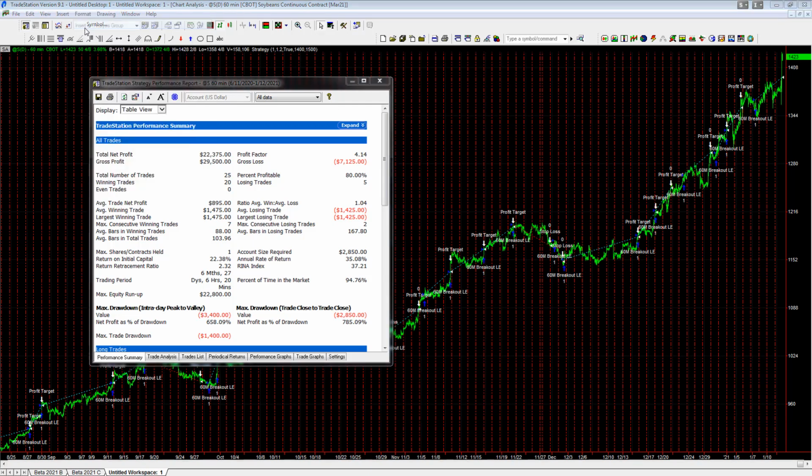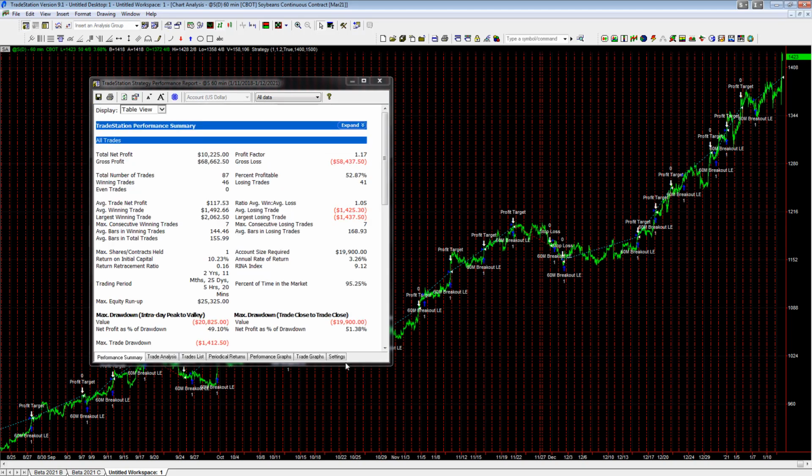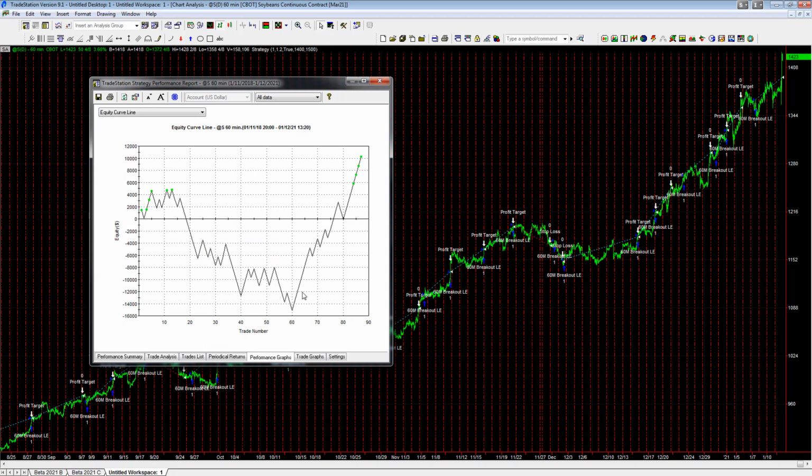So what if I take the symbol back, say 3 years instead of 7 months? So 3 years back, the results are definitely not going to be nearly as good. Let's see if they're positive taking breakouts. It's positive, but you have a $19,000 drawdown. So you see this drawdown here, and well, since pretty much the pandemic, soybeans have skyrocketed.